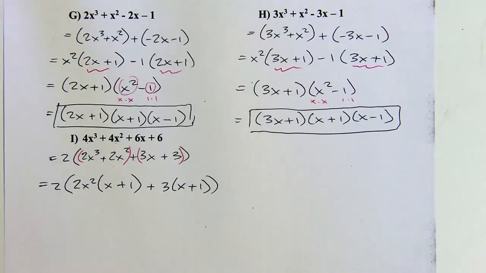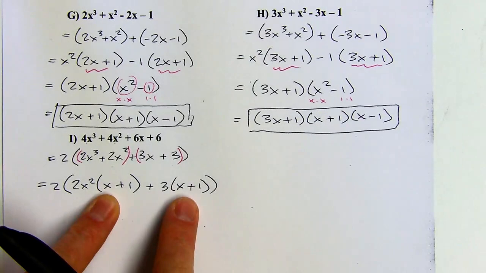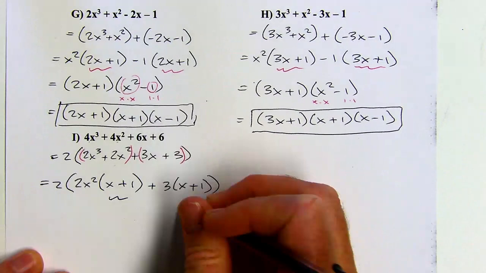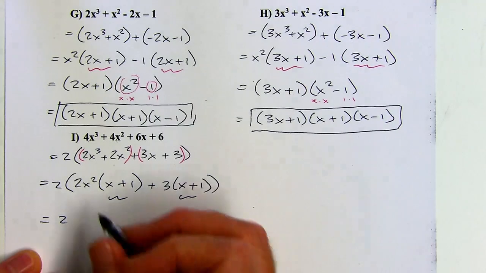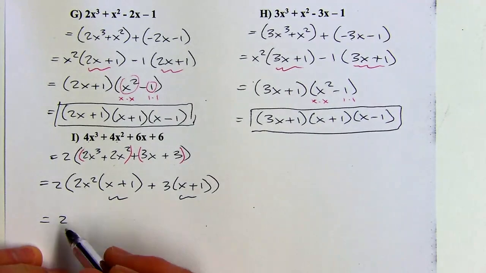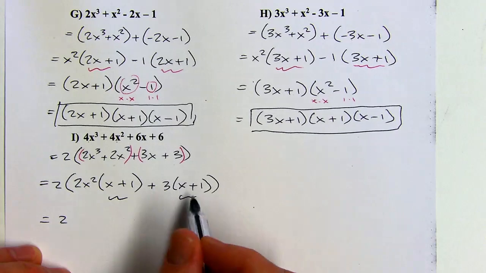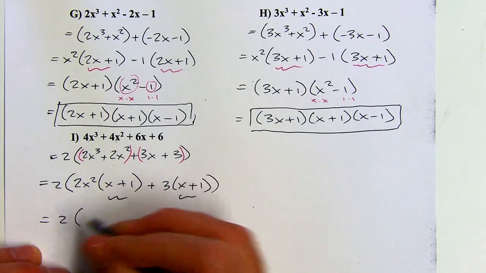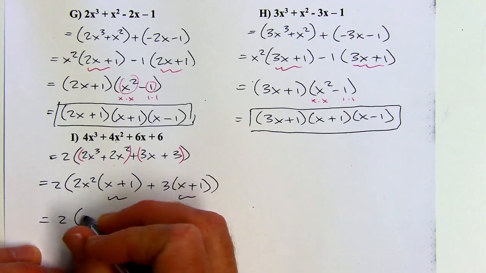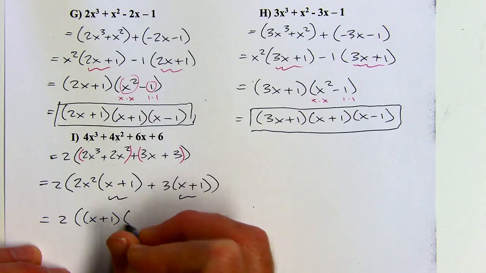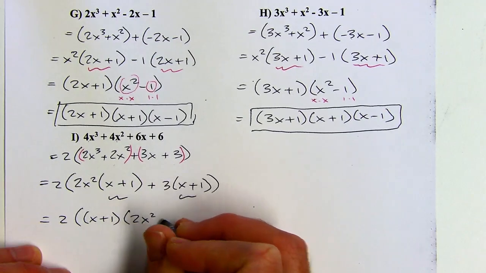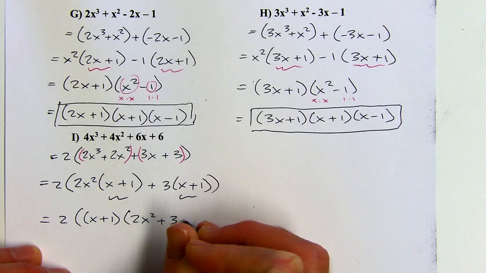Okay, so now I'm doing my grouping in here. So I see I've got those in common. Still got the 2 out there. Don't throw that away. That's going to be part of our answer. It's going to be a factor. Okay, so then in here I've got x plus 1. And then I've got 2x squared plus 3.